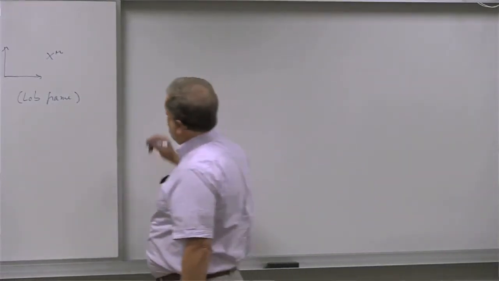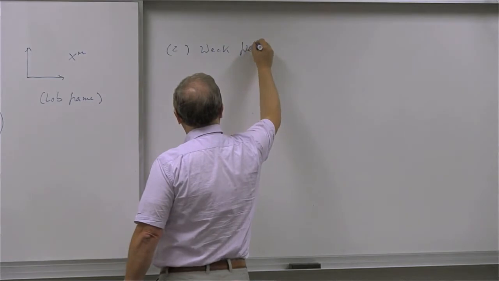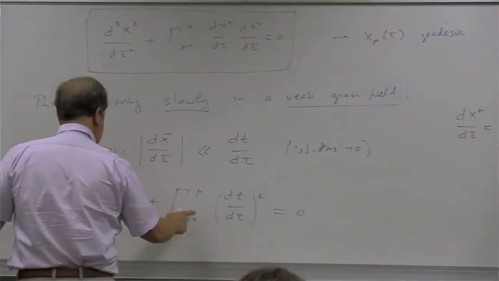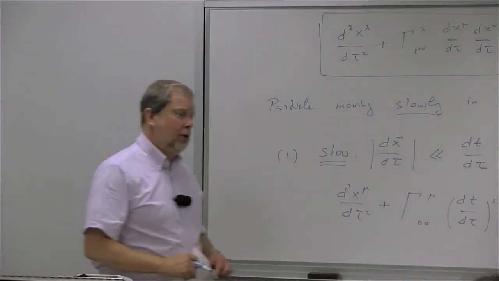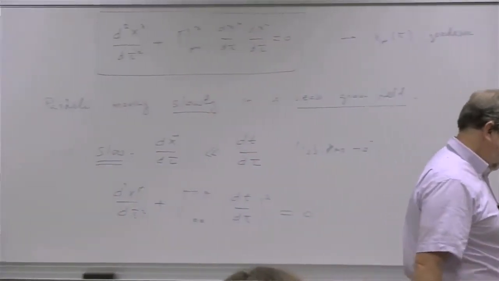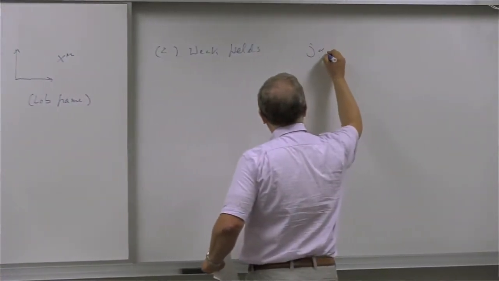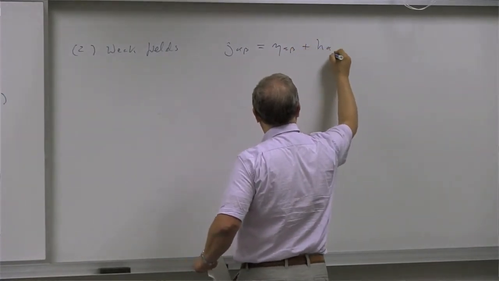So the second thing we're going to do is weak fields, right? Because we need to know what this gamma is, and the gamma has 3 terms. Well, it has also the inverse of the metric, but then it has 3 derivatives, right? And so that means that we're going to write g alpha beta as eta alpha beta plus h alpha beta.